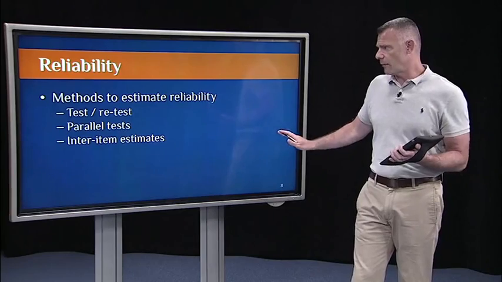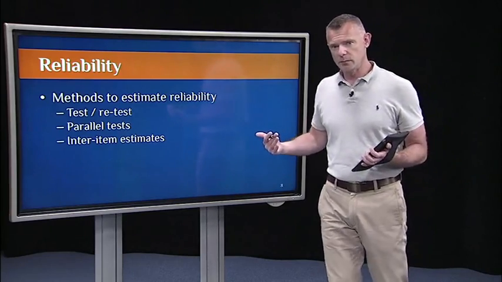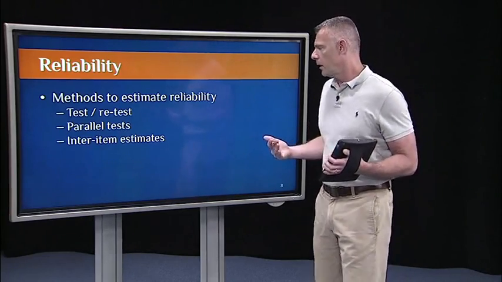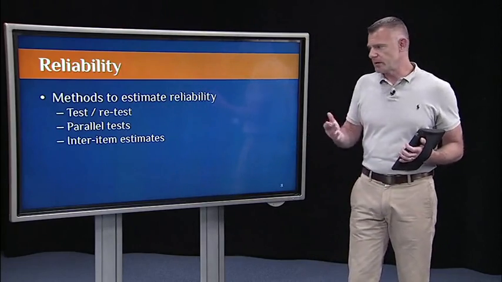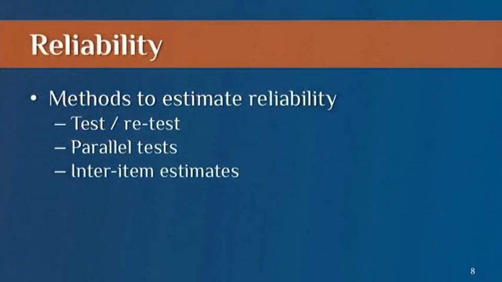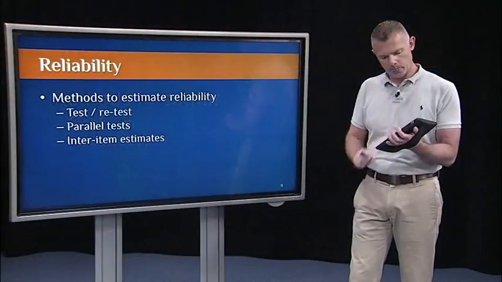The 3 that we'll talk about, and there are more ways to do this, but I'm just going to emphasize 3, is 1, test-retest. Another is known as parallel tests. And the third is known as inter-item estimates. I'll walk through each of these.